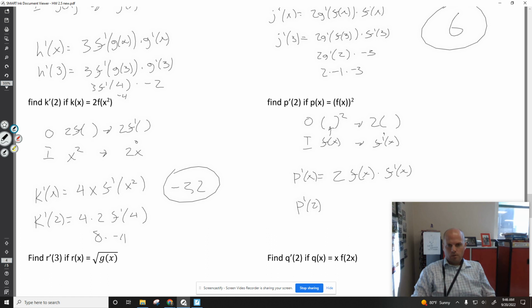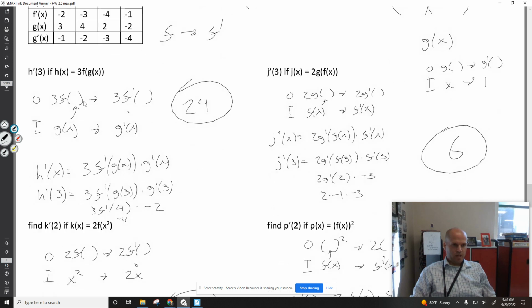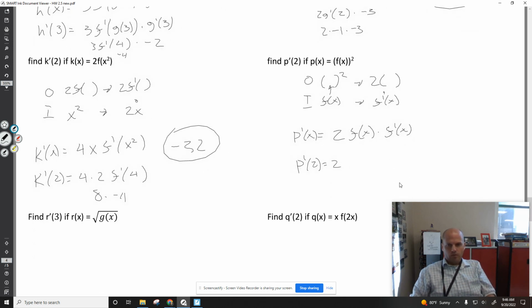Plugging in 2, f of 2 is 4, f prime of 2 is negative 2. So I got negative 16.